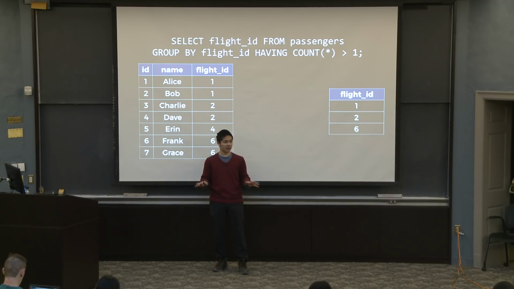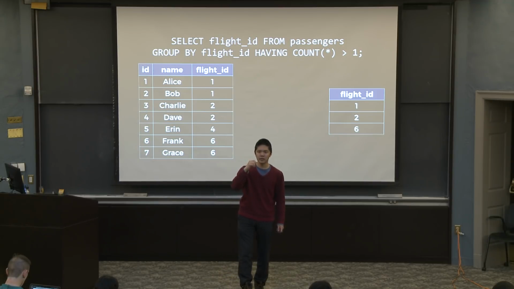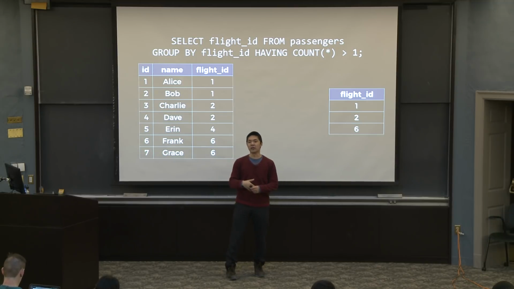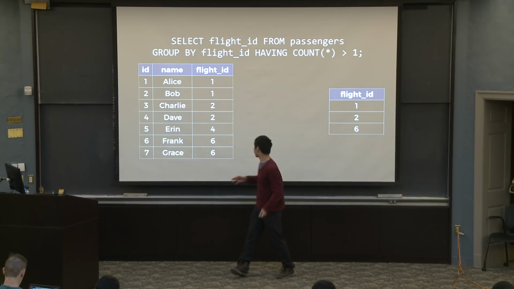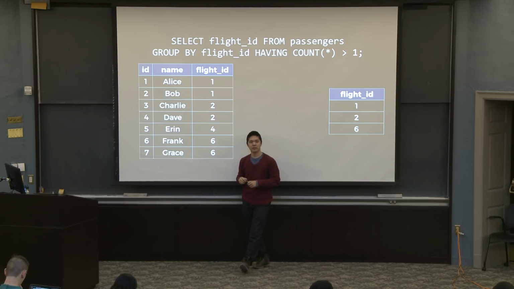Again, it's one of the more sophisticated queries, not one we saw in CS50, but something potentially useful. Yeah? What is the meaning of count? Count just counts the number of rows that are returned by the query. So the number of rows that have a flight ID of 6 is 2, and that's greater than 1, and so 6 is included. But the number of rows that have a flight ID of 4 is only 1, and so 4 is not included in my result set.